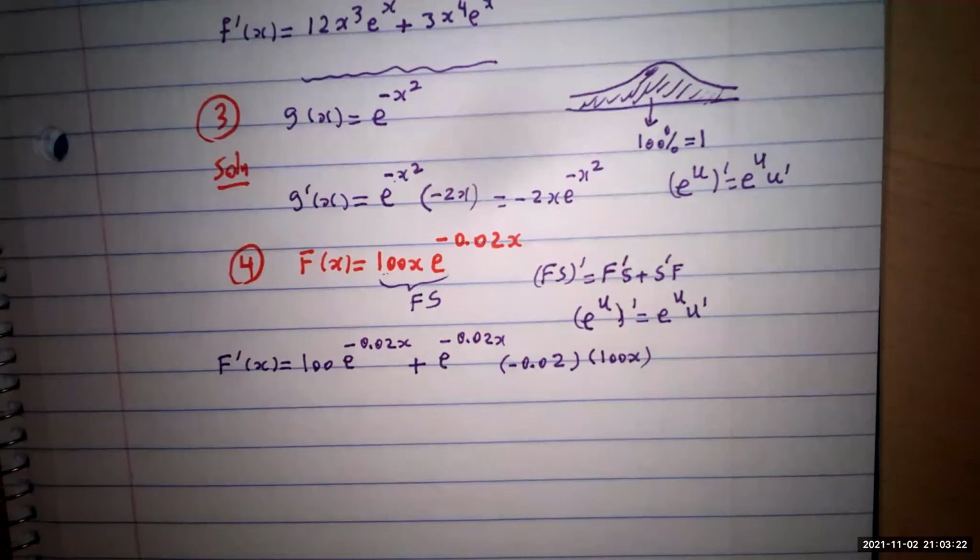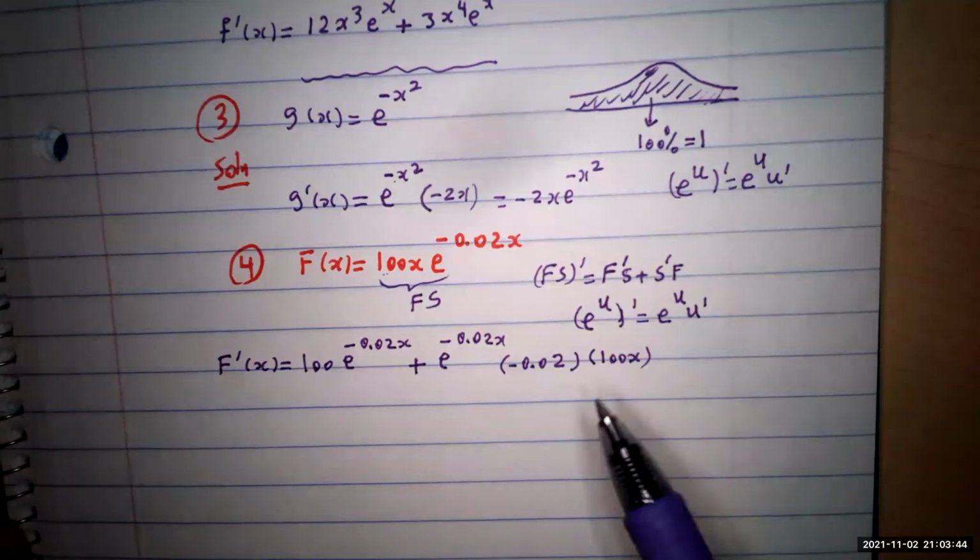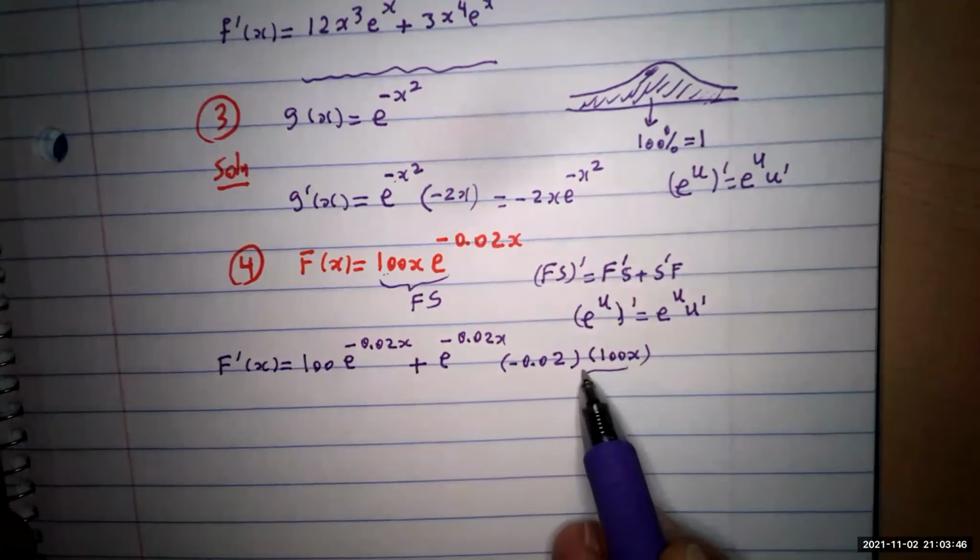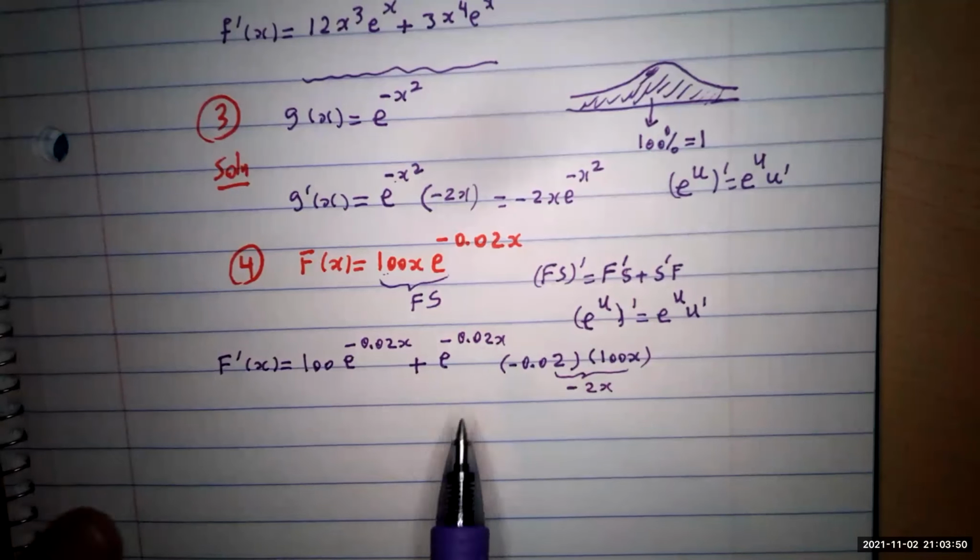You're not done. Some people just leave it as is. No, you can't do that. You have to simplify this part. Remember monomials that we talked about before? So you have to multiply these monomials together. 100 times 0.02 would be 2, so it's going to be 200, but we have 2 decimal places here. So it's going to be negative 2x. But we put it up in front.